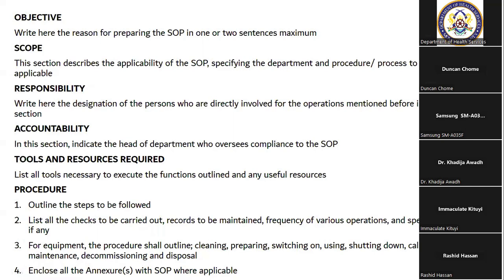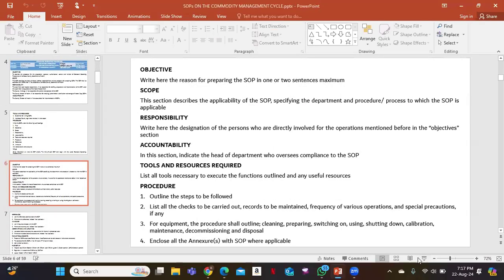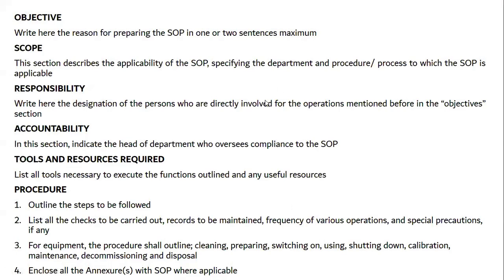Same with the scope. This section describes the applicability of the SOP, specifying the department, procedure, processes and all that. So responsibility, I'd explained this, I believe. Accountability is relative to the category or the level of SOPs. There has to be someone who will take overall accountability. Easiest will be the department in charge or the department head.